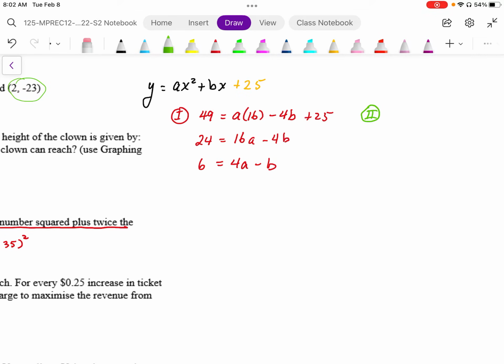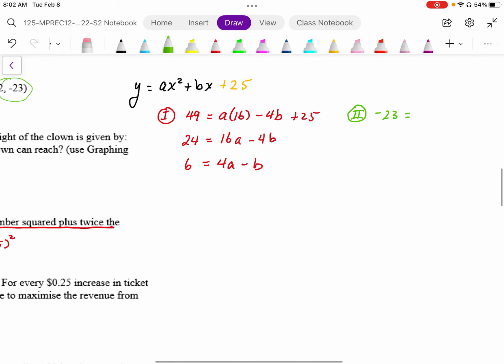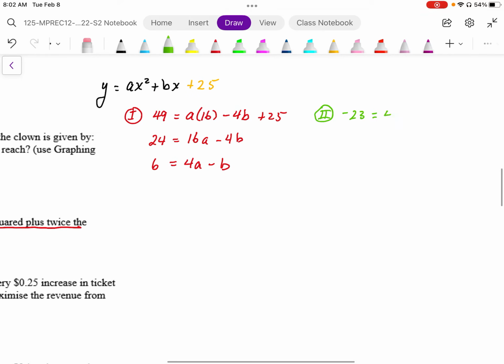So again, I have two variables, so I need two equations. So my second equation is going to be negative 23 is equal to, and I substitute 2 in, so I get 4a, so 2 squared times a plus 2b, and plus 25, and that's equal to the negative 23. So again, I'm going to simplify this. So I'm going to subtract 25 from both sides. So I get negative 48 is equal to 4a plus 2b.